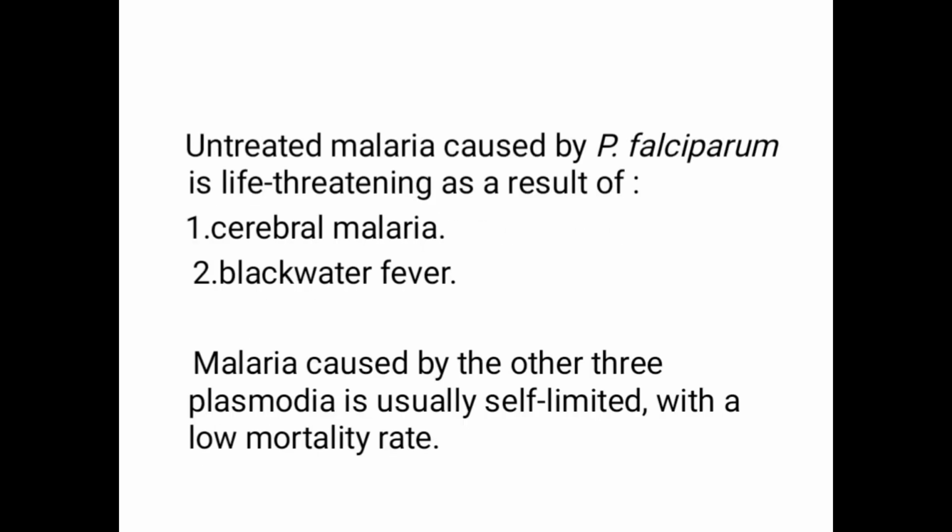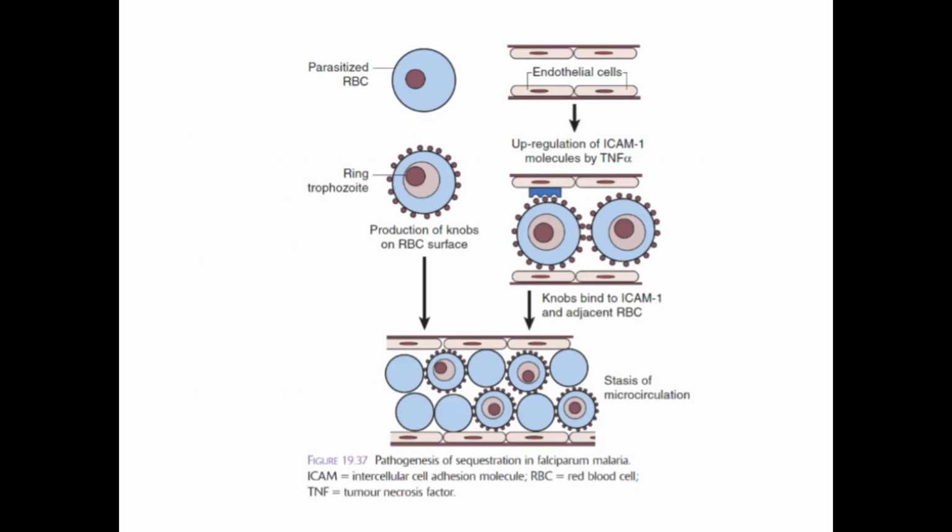Untreated malaria caused by Plasmodium falciparum is life-threatening as a result of cerebral malaria, which we said can lead to shock, hypoglycemia, and coma. Also because of blackwater fever. What is blackwater fever? It can lead to even hematuria and can affect the kidney. Malaria caused by the other three Plasmodium species is usually self-limited with a low mortality rate, but the most risky malaria and fatal untreated malaria is Plasmodium falciparum.